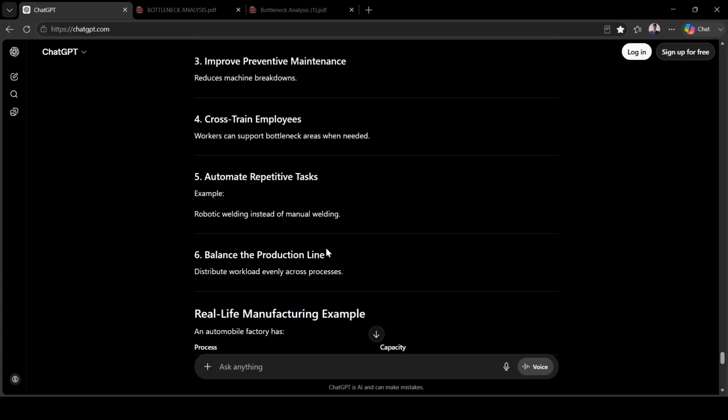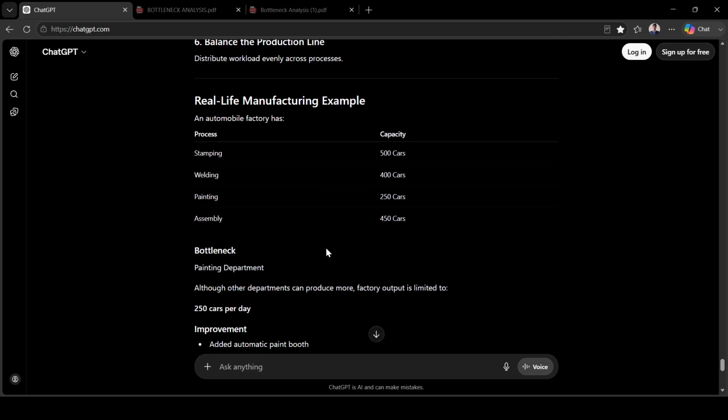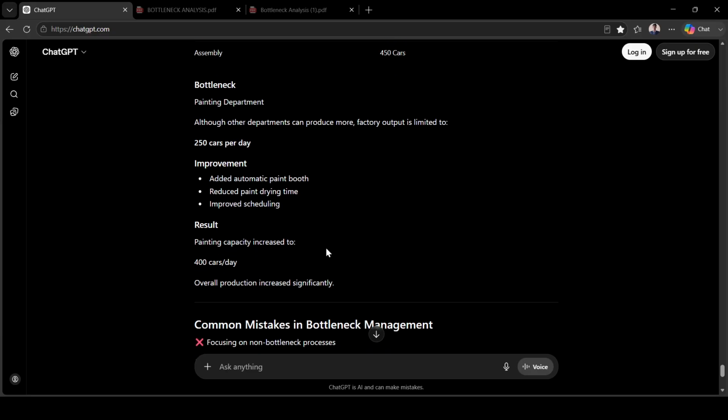And balance the production line by distributing workload evenly across processes. Real-life manufacturing example: an automobile factory has stamping 500 cars, welding 400 cars, painting 250 cars, assembly 450 cars. The bottleneck is the painting department. Although other departments can produce more, factory output is limited to 250 cars per day. Improvements: added an automatic paint booth, reduced paint drying time, improved scheduling. Result: painting capacity increased to 400 cars per day.